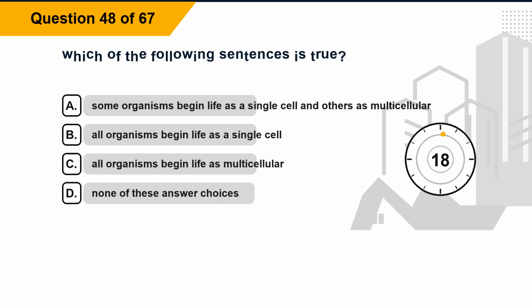Question 48. Which of the following sentences is true? Option A. Some organisms begin life as a single cell and others as multicellular. Option B. All organisms begin life as a single cell. Option C. All organisms begin life as multicellular. Option D. None of these answer choices.